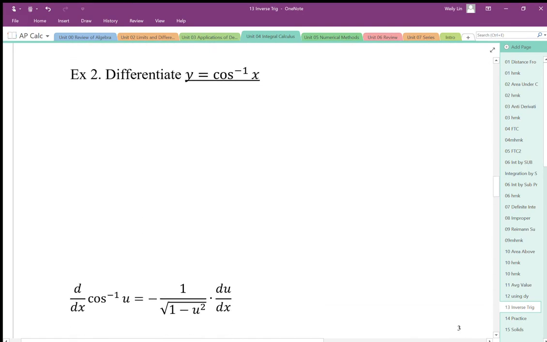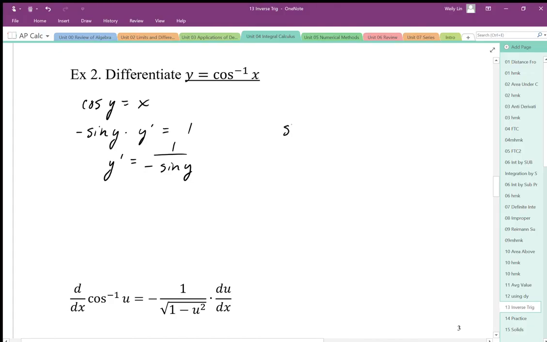So we're going to differentiate cosine as well. We're going to do the same thing. We say cos y equals x. Differentiate, and we end up with negative sine y times y prime equals 1. So y prime equals 1 over negative sine y.